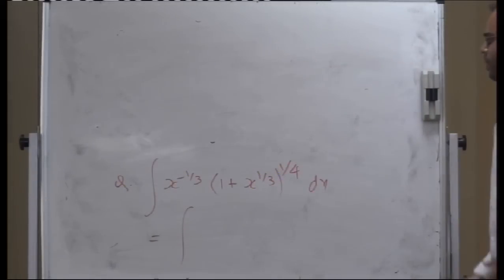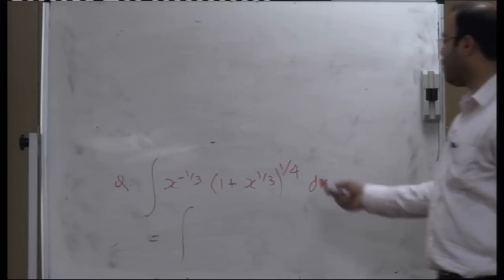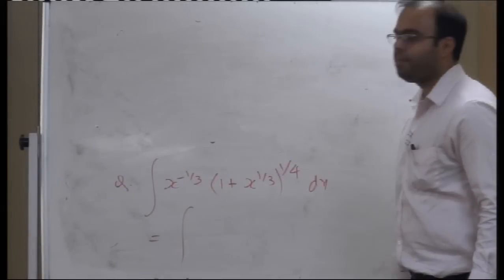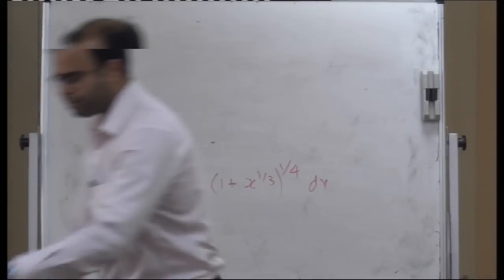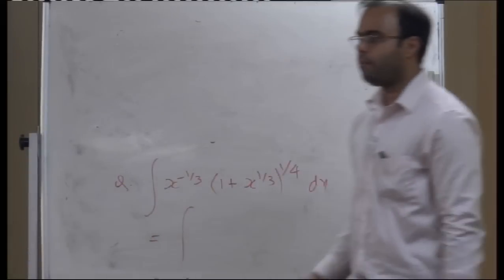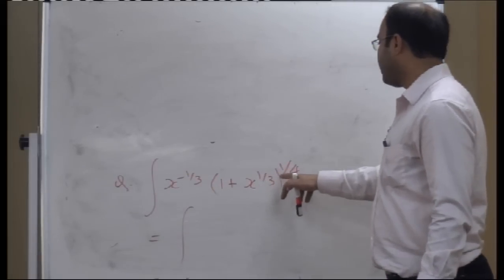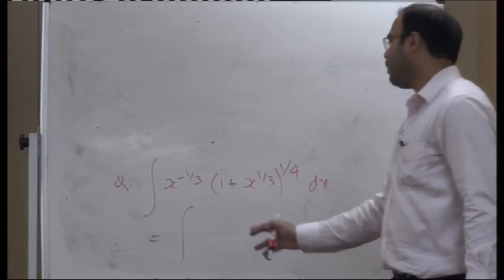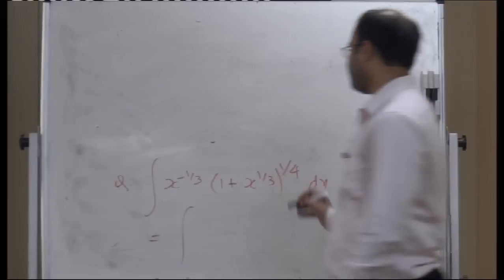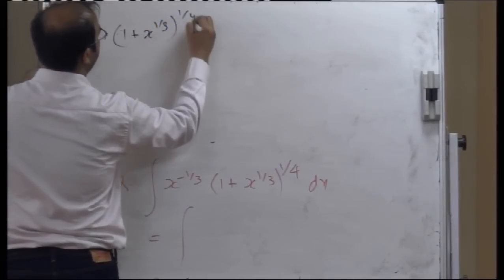So here the term is again inside an irrational power, the p by q form: 1 by 4, and inside it 1 plus x to the power 1 by 3. In some cases you may not land on the correct result at the first approach, but you can think of substitutions: let 1 plus x to the power 1 by 3 to the power 1 by 4 be t. Basically 1 plus x to the power 1 by 3 is t to the power 4, so that 4 and this 1 by 4 will cancel.